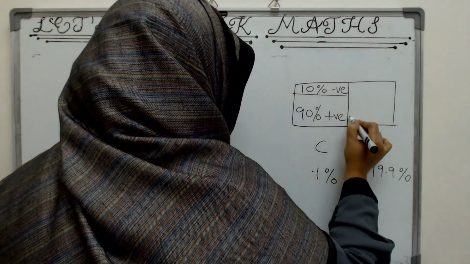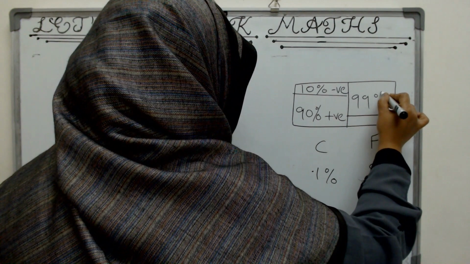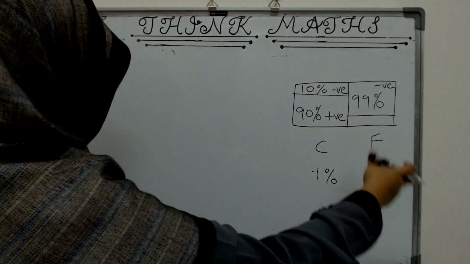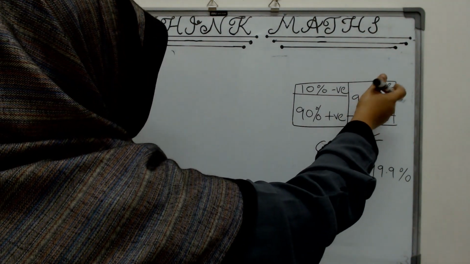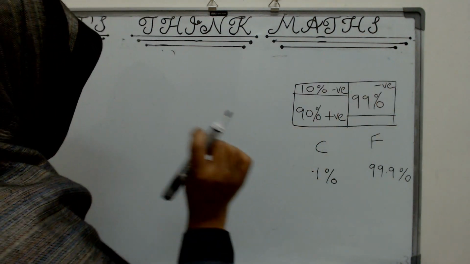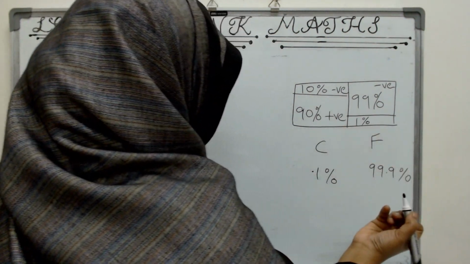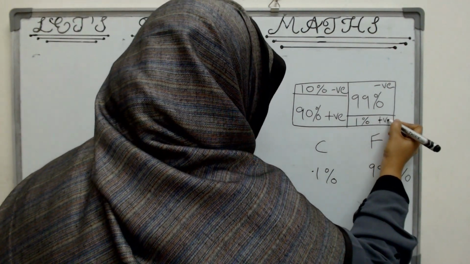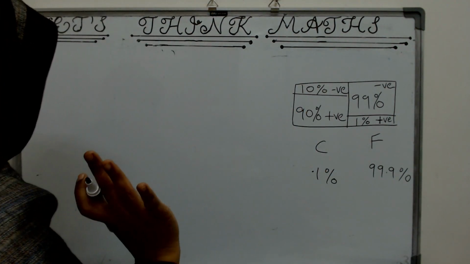Here, 99% of the times it showed negative. It correctly showed they did not have COVID. They are free of COVID. So 99% it showed that they were negative. But this 1% came up wrong. They were free of COVID, but it showed that they had COVID. So that 1%, it failed.